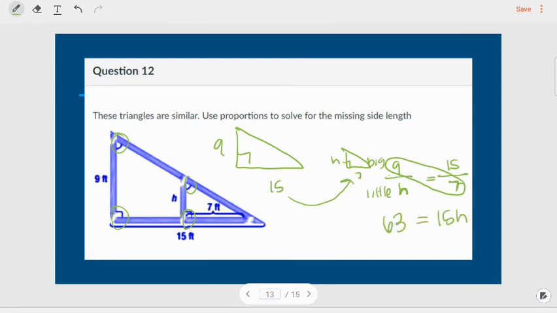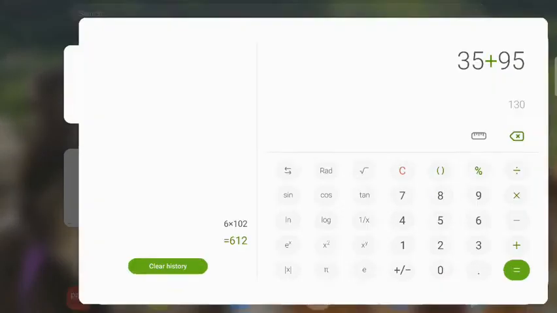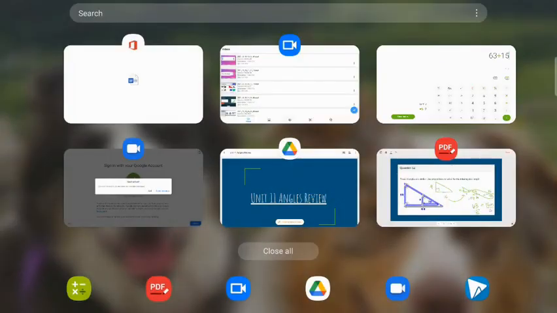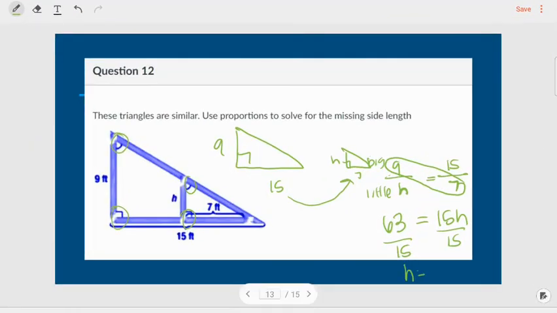equals 15h. I'm going to divide by 15. So 63 divided by 15 is 4.2. Yes, I don't think I would have ever guessed that one on my own. So 4.2 feet. And you'll notice on your assignment, it just has a blank spot and then feet. So make sure you fill in that 4.2. All right, 2 more.